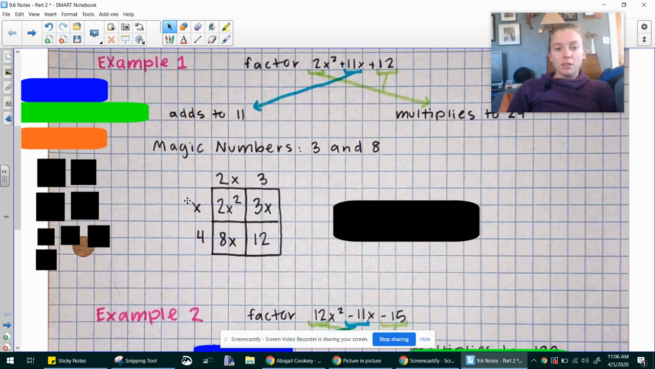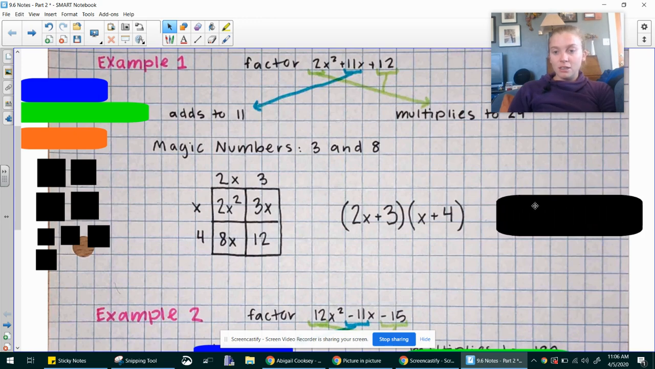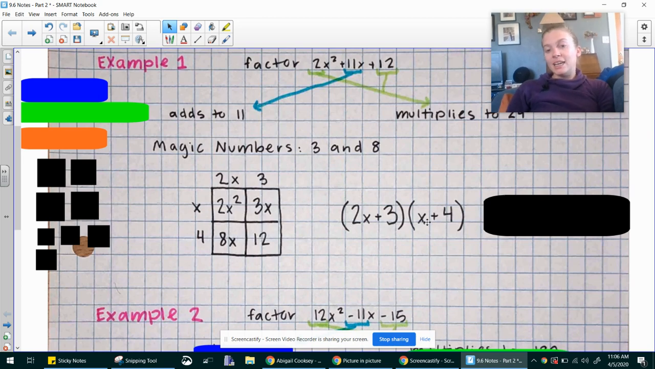Now, the terms on the side and the top of our box are going to be our factorization. If I'd like to check this, I should be able to multiply 2x plus 3 times x plus 4 to see if I get the same product I started with. Let's look at one more example.